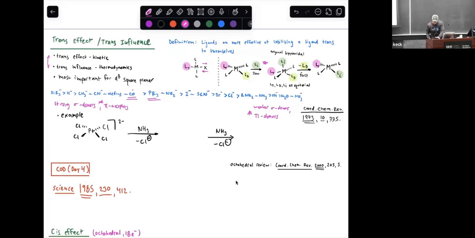And then if you just play this out based on the principle of microscopic reversibility, the incoming ligand and the outgoing ligand will be the other two that occupy the equatorial positions along with the trans-influencing ligand. And then that will eventually collapse to dissociate the outgoing ligand.